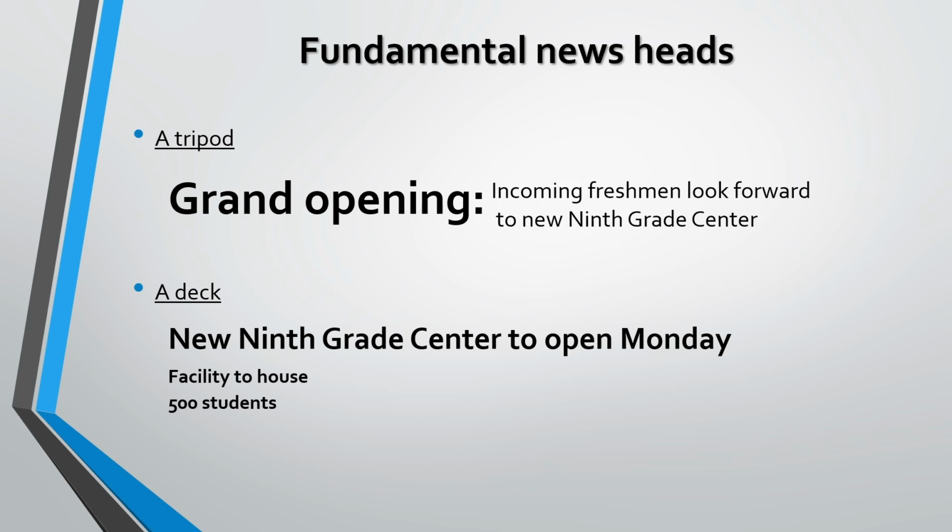You can see the main leg to the left, grand opening, and the printout, two lines vertically centered with the leg to the left: incoming freshmen look forward to new 9th grade center. On the deck, new 9th grade center to open Monday is your main line, and then the deck is facility to house 500 students. Typically your deck should be one column, although it's not unusual for them to go two columns. The determining factor would be how many columns you have on your grid.